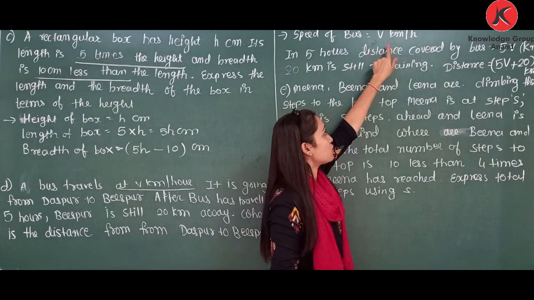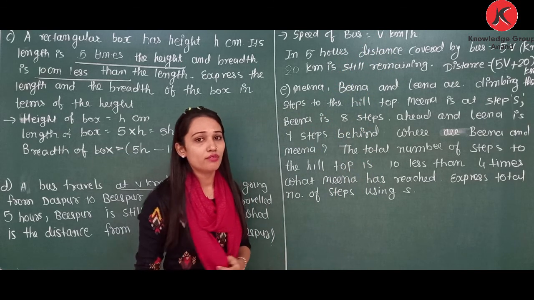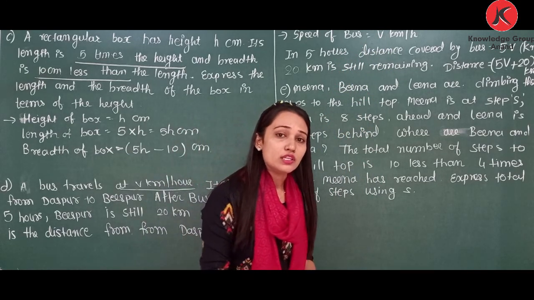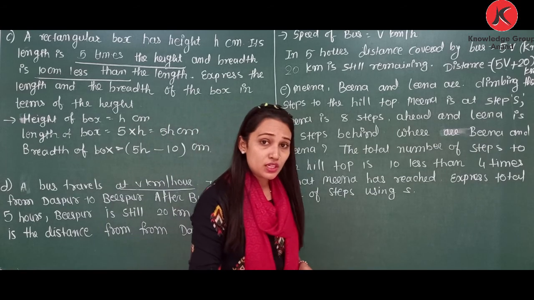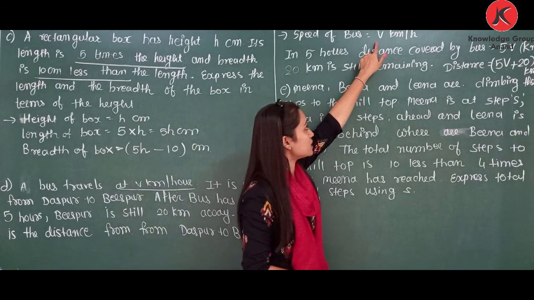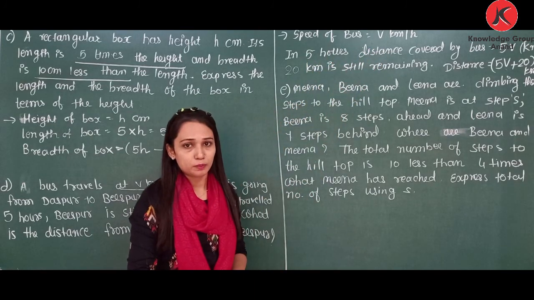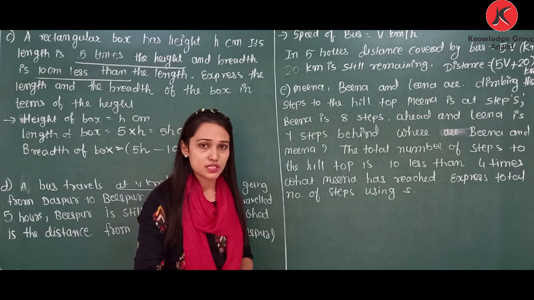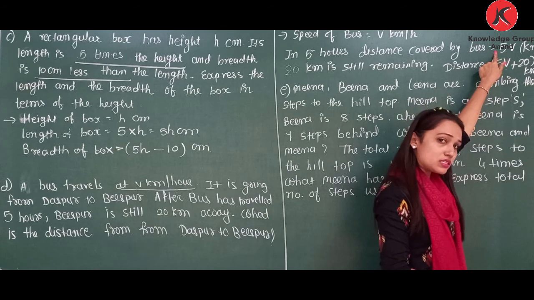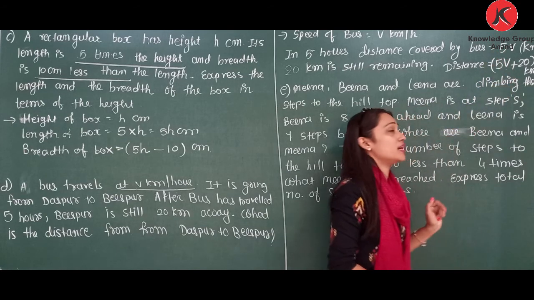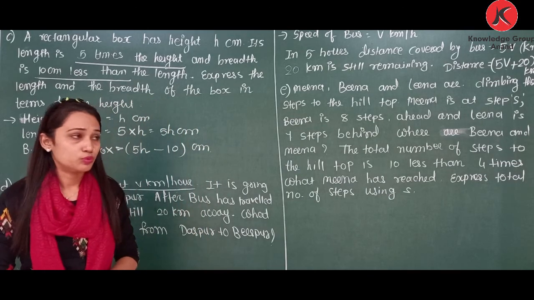If we take one number here, say 5 kilometer per hour, it means in 1 hour it can cover 5 kilometer. In 2 hours it can cover 10 kilometer. In 3 hours it can cover 15 kilometer. But here the variable V is given. So in 5 hours it can cover 5V kilometer. Still 20 kilometer is remaining. Total distance is the distance covered plus the distance remaining, so that is 5V plus 20 kilometer. That is the total distance between Dashpur and Bispur.